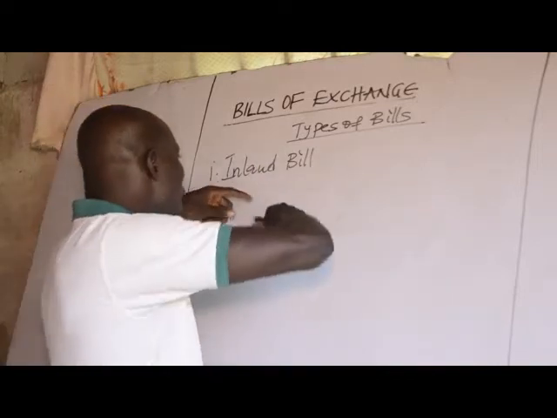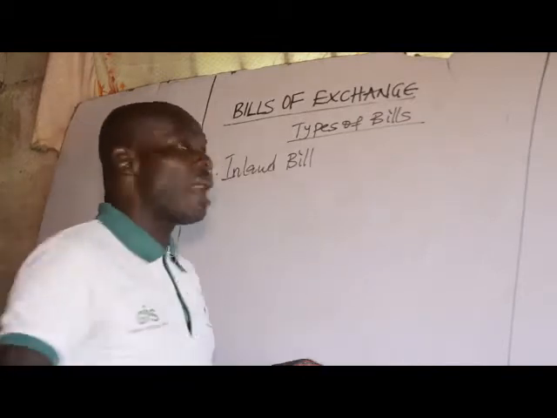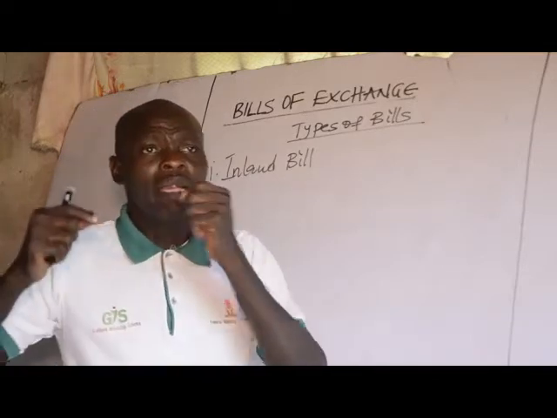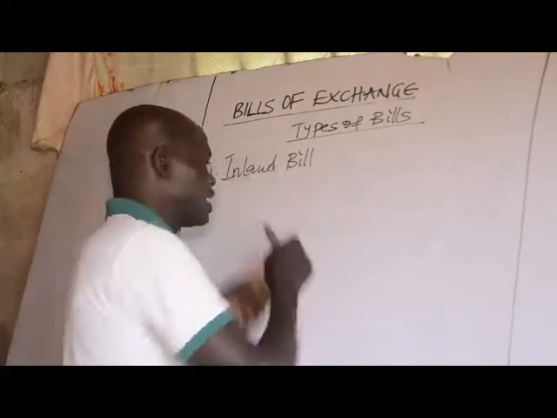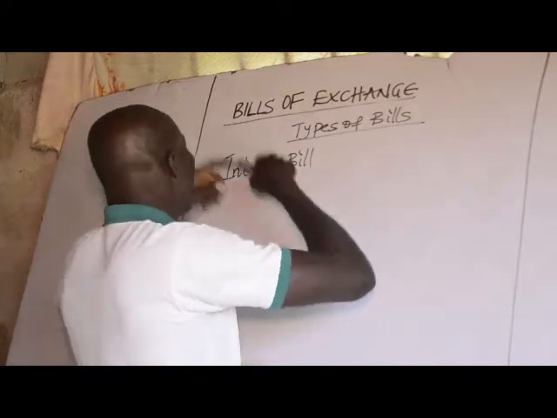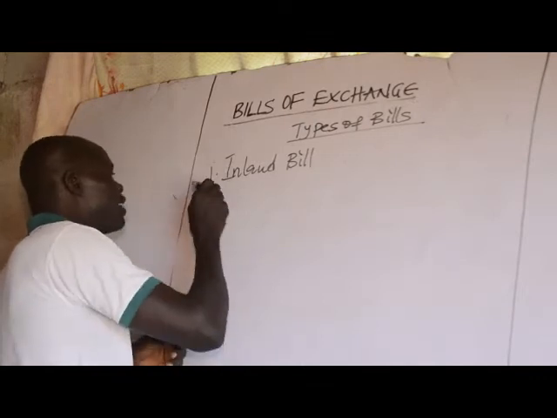If a bill is drawn in Nigeria, and that bill is also payable in Nigeria, that bill is said to be an inland bill. And if a bill is drawn in the US, and that bill is payable in the US, that bill is said to be an inland bill. Number two, we have foreign bills.